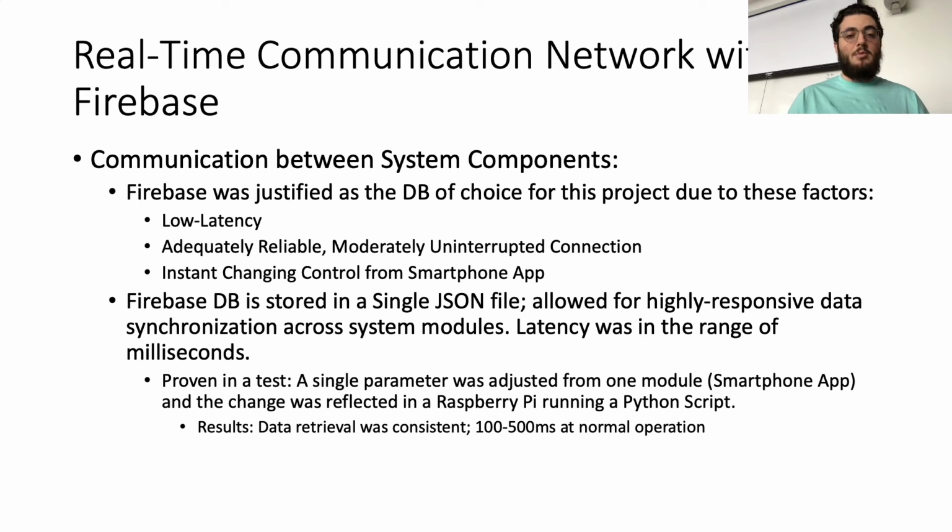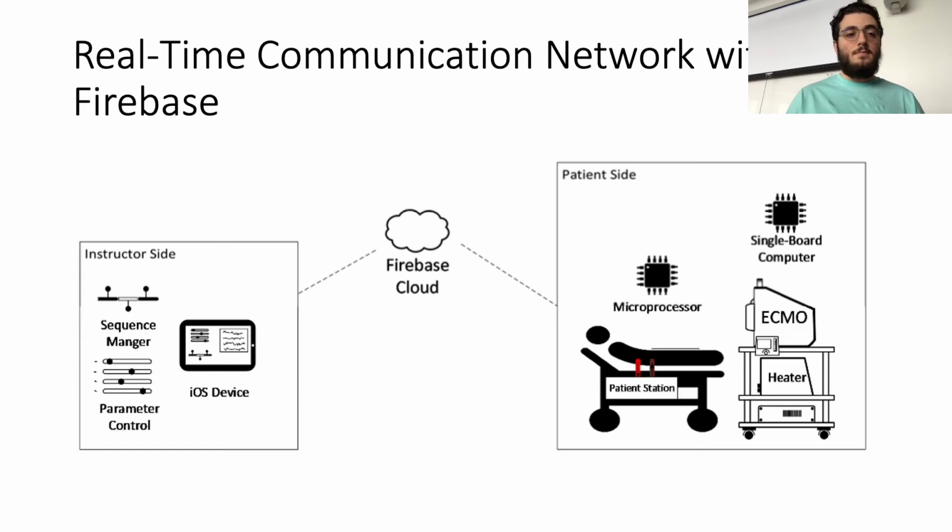So a single parameter was adjusted from the smartphone app, and the change was reflected in a Raspberry Pi, which is the server running a Python script. The results were that the data retrieval was very consistent at 1,000 to 1,500 milliseconds in normal conditions. So here is a diagram of kind of what was happening.